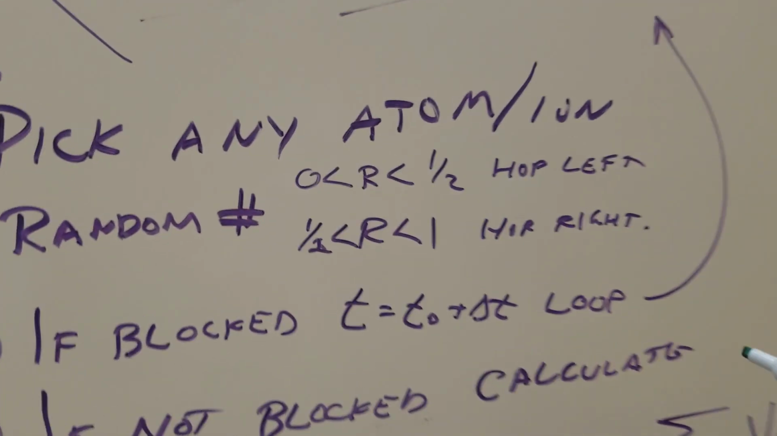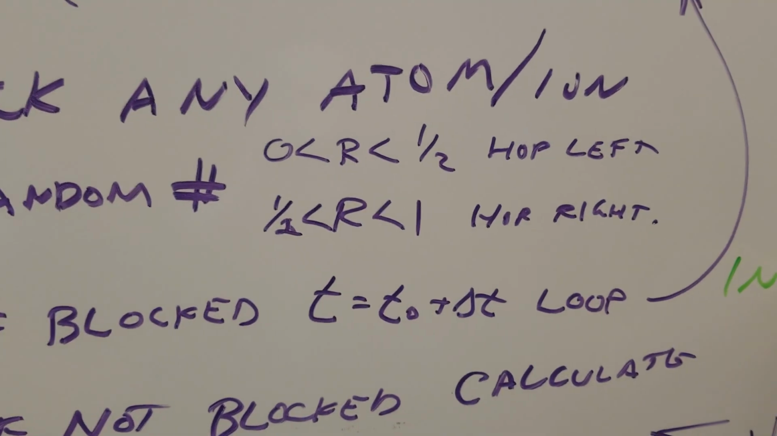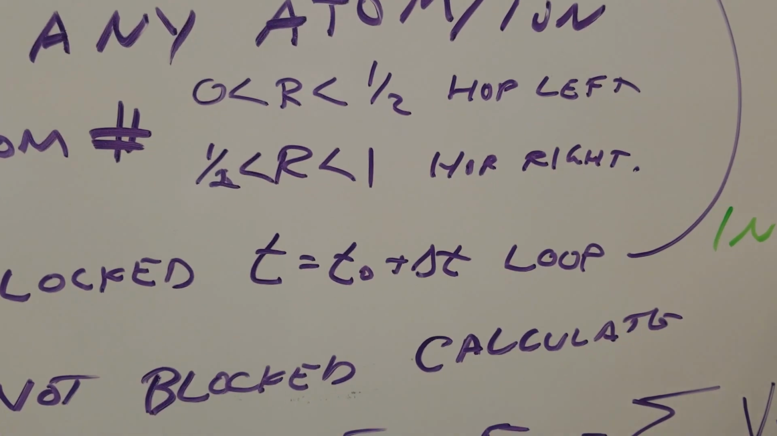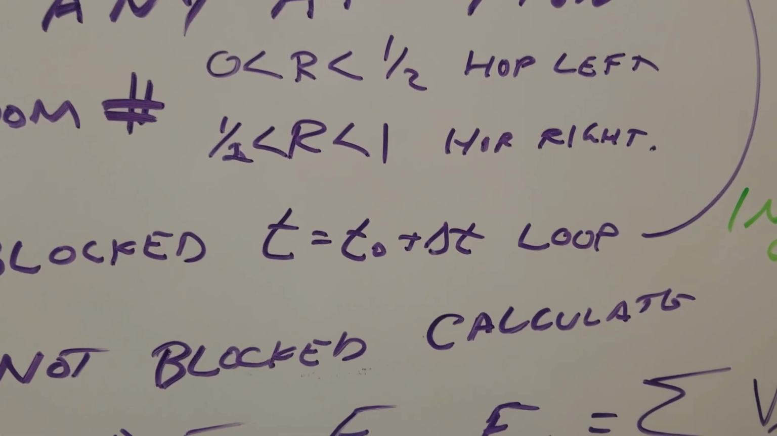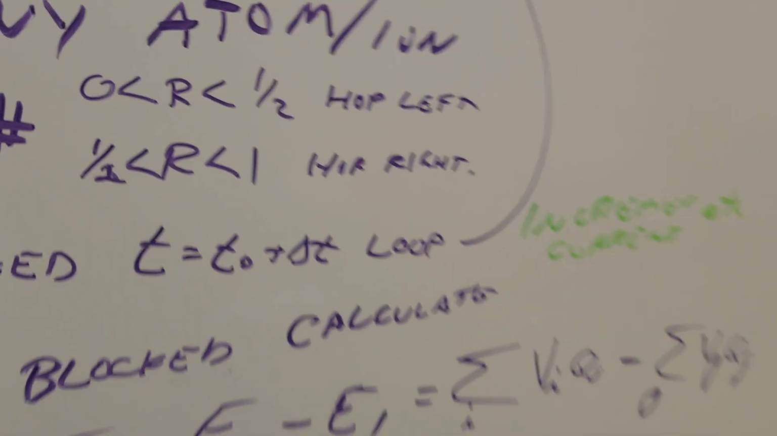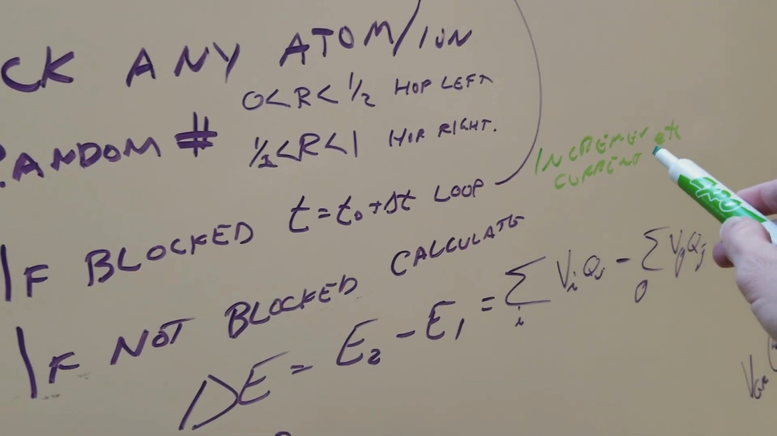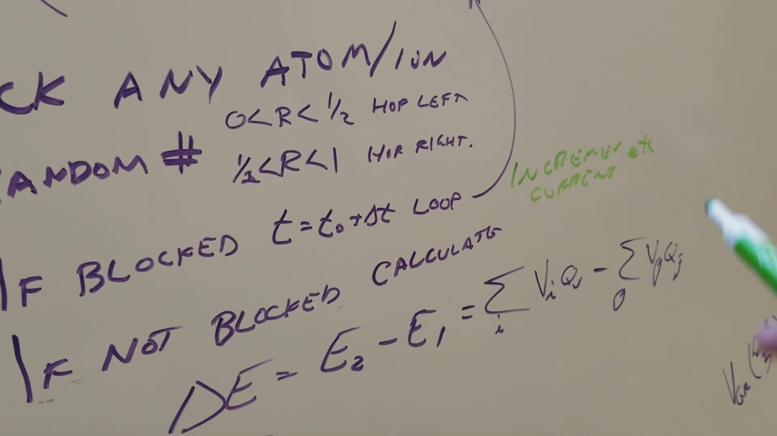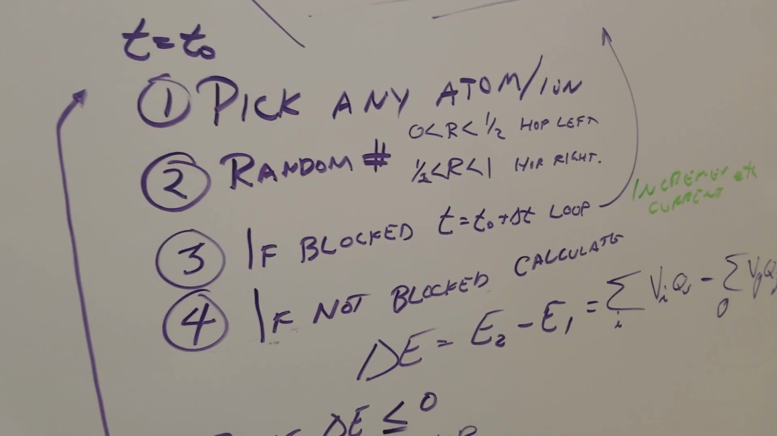Loop, current, etc. So when we loop back up, we have to increment the current and other things in the system, but we basically go up and we start over again.